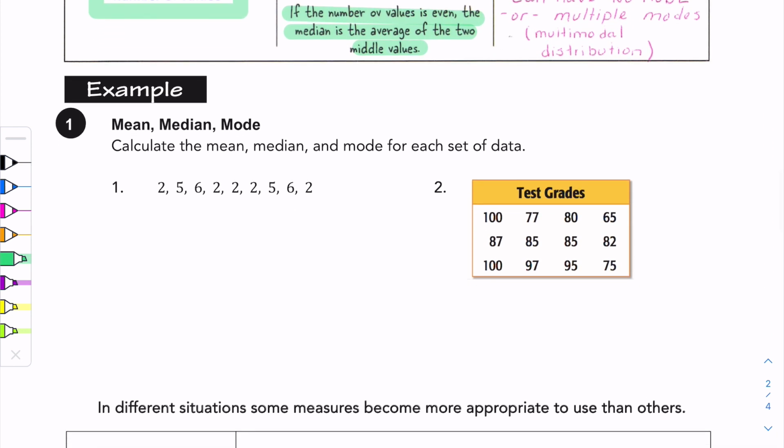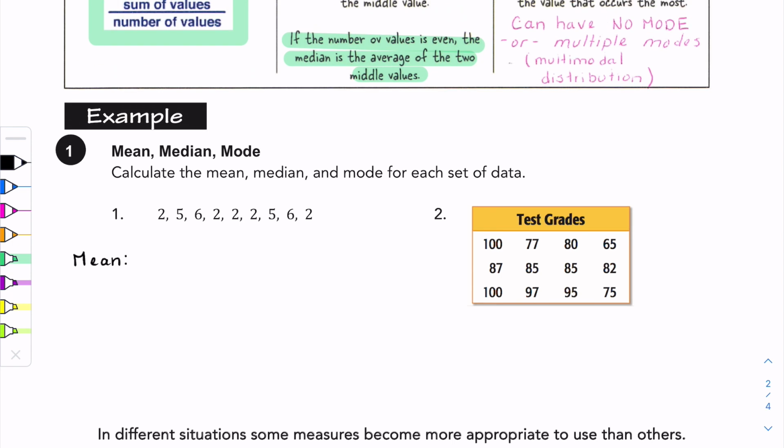Let's take a look at the first example. So in my first example, we need to calculate the mean, median, and mode for each data set. Let's start by looking at the mean for number 1. So the mean is when we add up all of the values and then we divide that by the number of values. So if we add these numbers together, we would add 2 plus 2 plus 2 plus 2 plus 2 plus 5 plus 5 plus 6, and that's equal to 32.